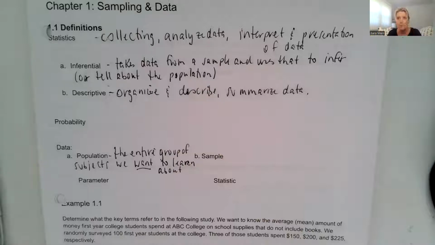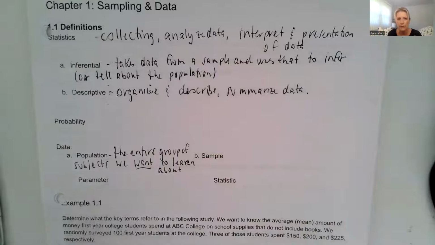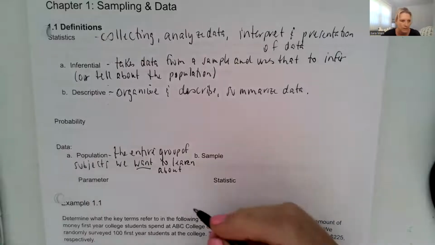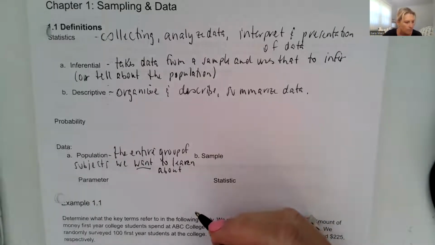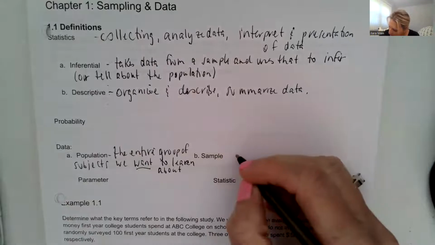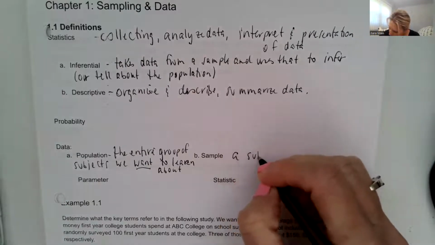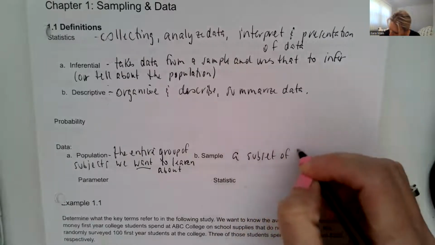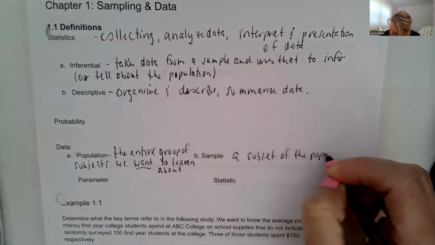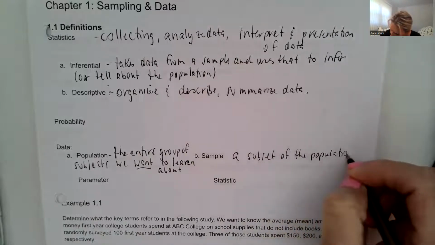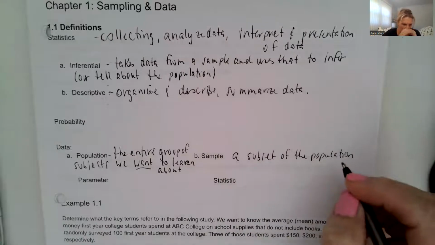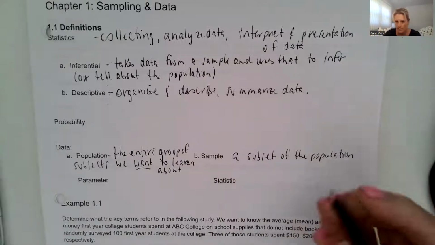Now, most of the time in real life, you never have all of the data from the population. It's very rare that you're getting all of the data. That's why we use a sample. A sample is going to be a subset of the population, and we do know the sample.